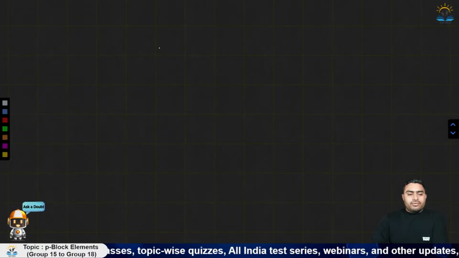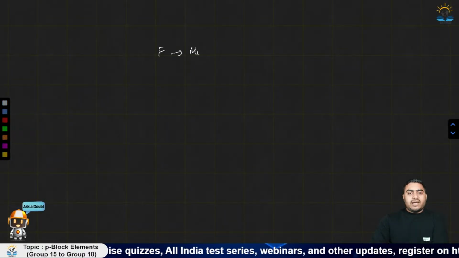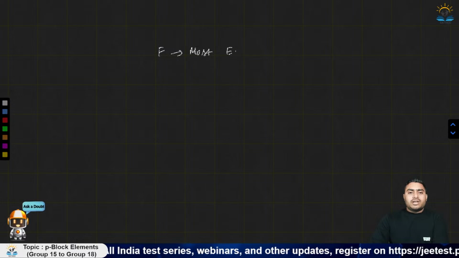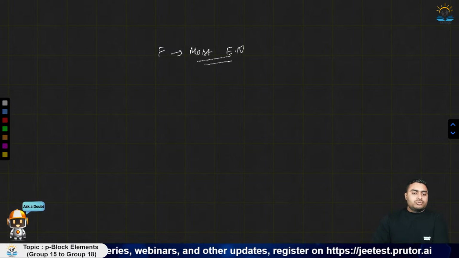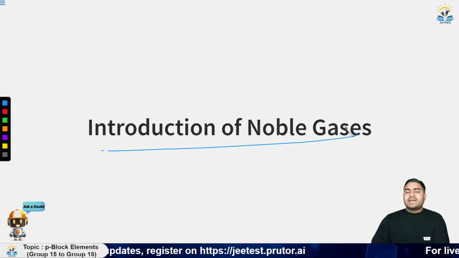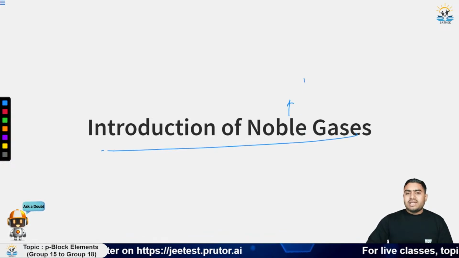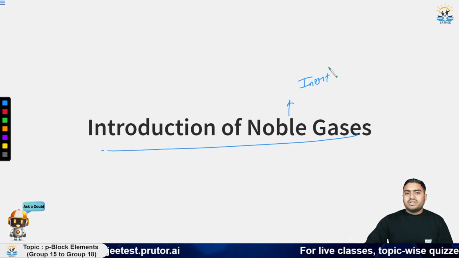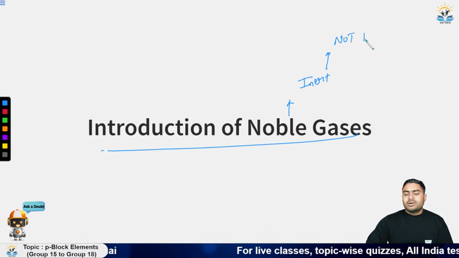So what I can say, fluorine is the most electronegative element. Let's move to the next and interesting point. The next interesting point is about the introduction of noble gases. What are these noble gases? Noble, like inert gases, that means not reactive, right?